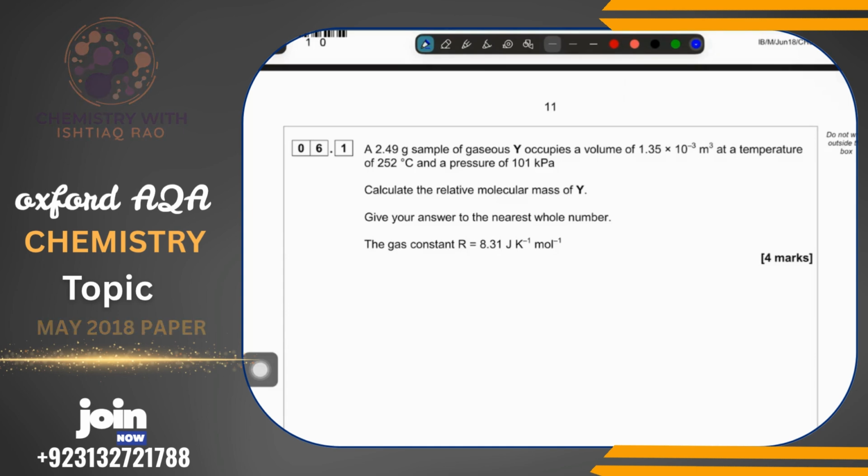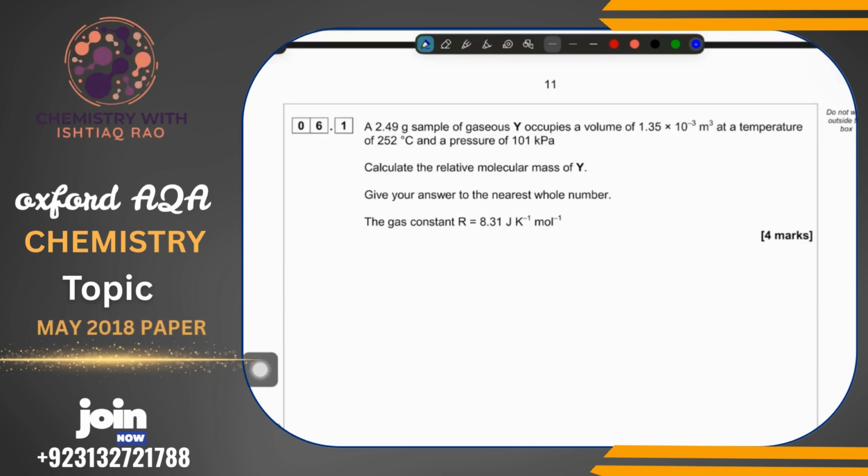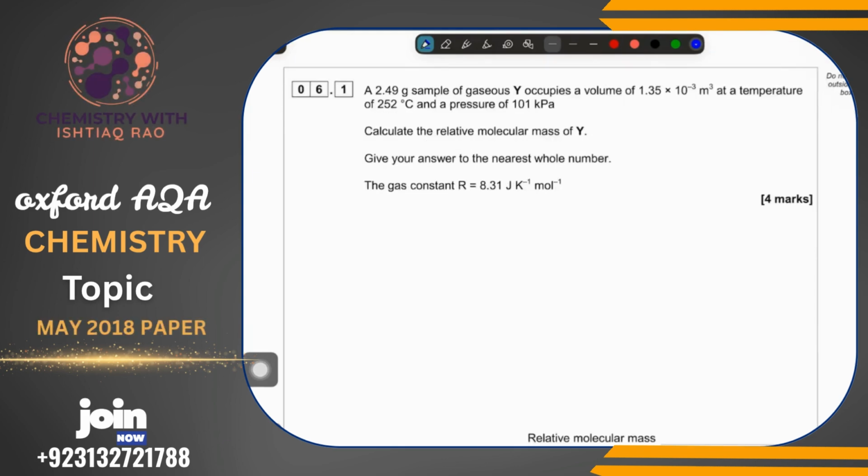This one isn't very difficult. To do this, I have to use PV equals nRT. It's already in meter cube, so I have to just convert the kilopascal to Pascal and degree Celsius to Kelvin, and that would be my answer. Just have to do that. Okay.